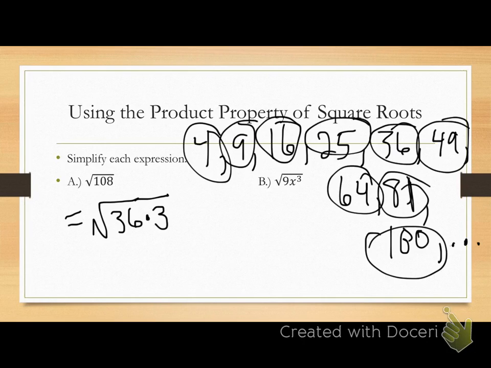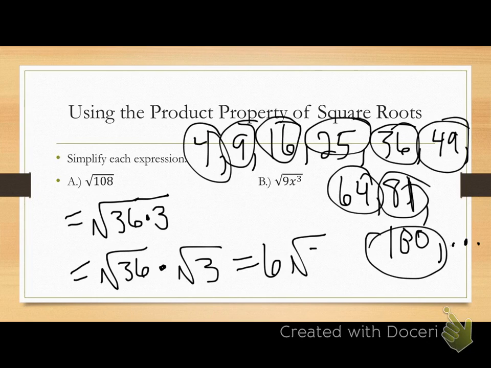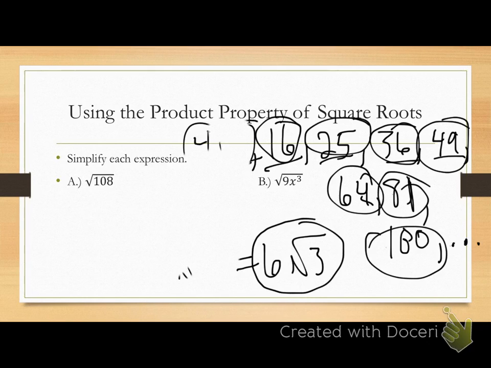Based on my product property of square roots, I know I can take the product and separate them into their own square roots, just like that. Now I know the square root of 36 is 6. So 6 times the square root of 3. Now I just need to double check. I need to ask myself, are there any perfect squares, any of these numbers over here, that go into 3? The answer is no, so this is my simplified expression. Hopefully that makes sense. So let me erase this stuff and give me some room for part B.